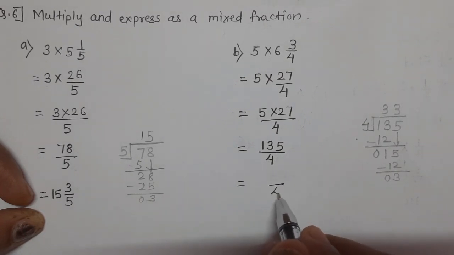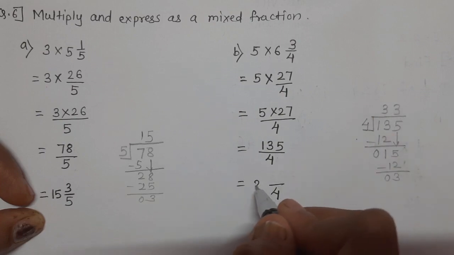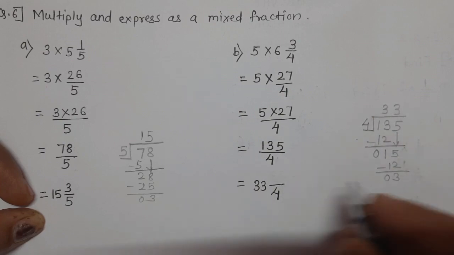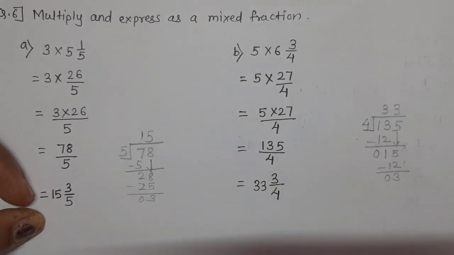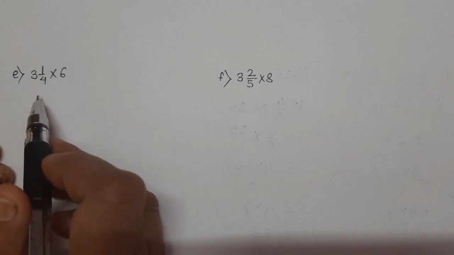Denominator 4 as it is. Now whatever quotient we got, that is the whole number part, and the remainder we got, that is the numerator. Okay, so 33 integer 3 upon 4. So what did we get? 33 integer 3 upon 4. Let's solve from the 6th question.